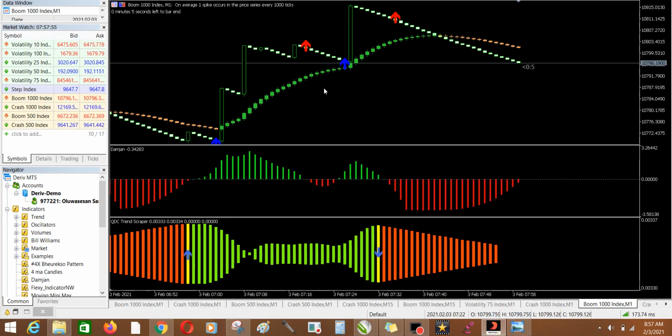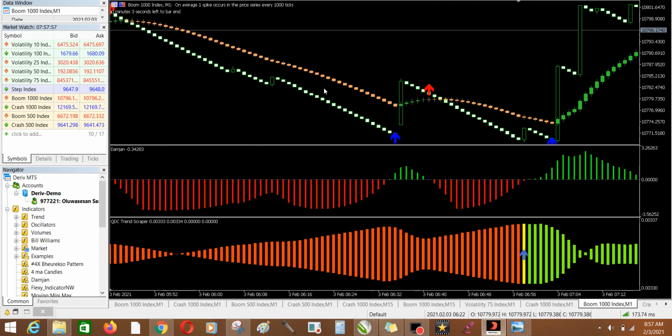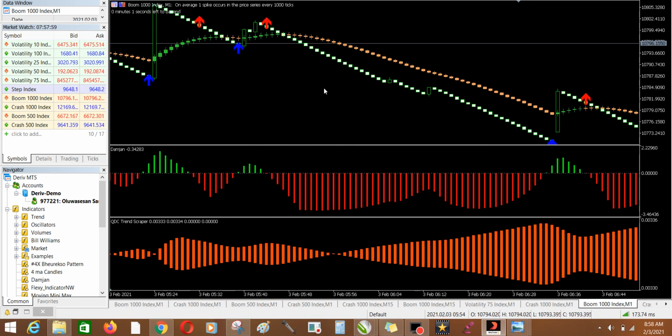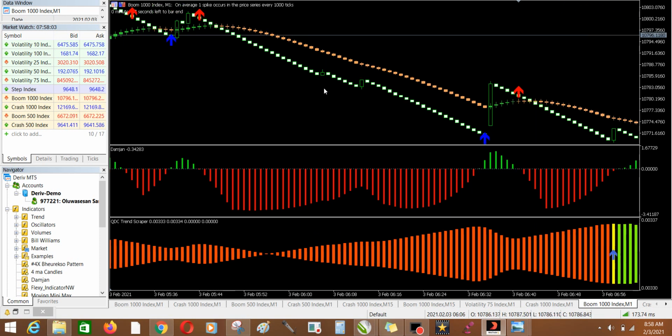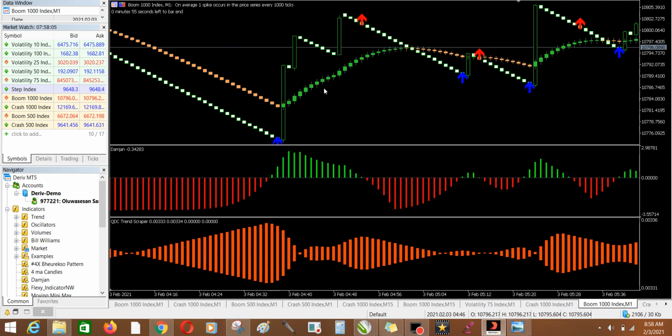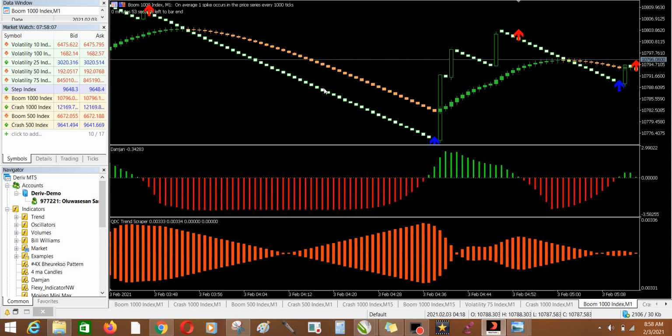Okay, I welcome you all to the trading platform once again. This is the QDC Scraper indicator. This is the full setup. Actually, this indicator was given to those that participated in the January 23 program, one of the two trading tools they got. And also these are some of the trainings they took advantage of.